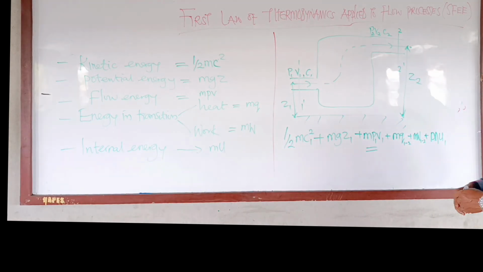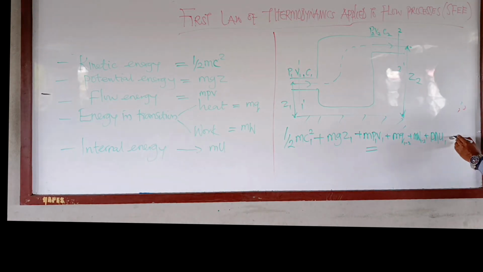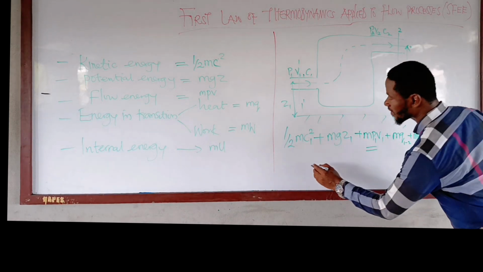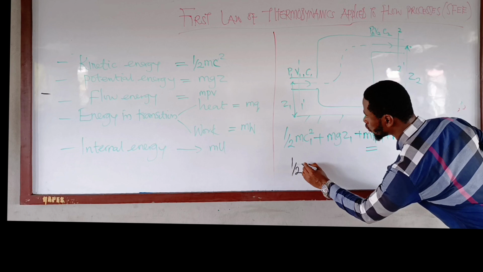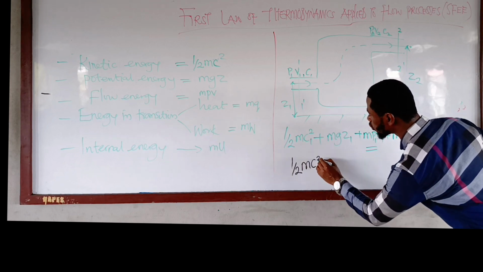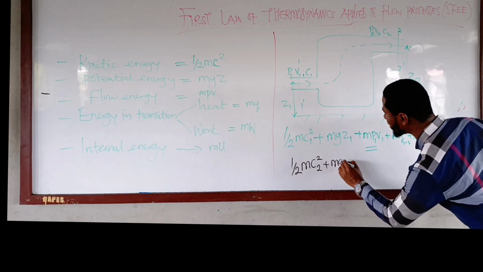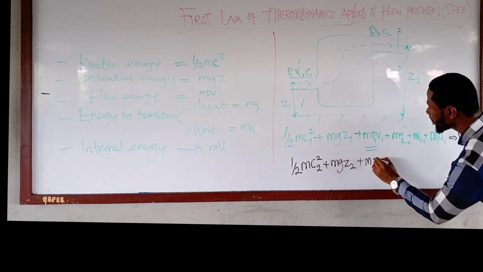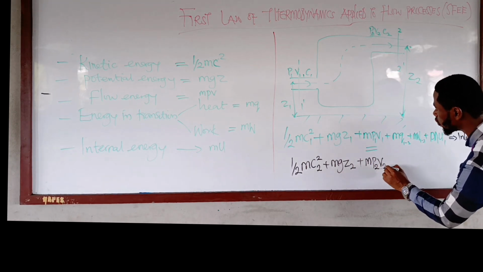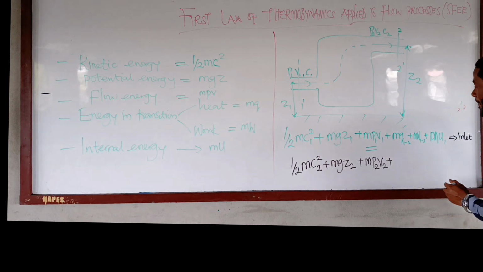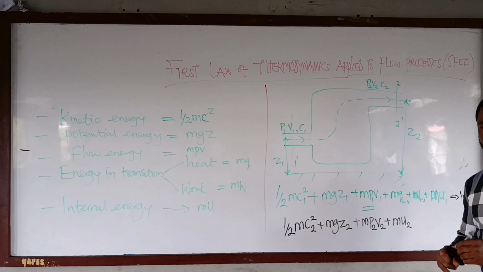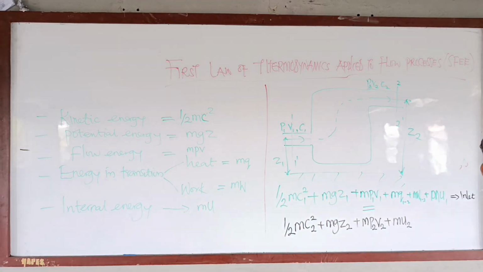The first one that we have written is representing the inlet. And we need to go to the outlet level as well. At the outlet level, we have it as 1 over 2 mc2 square plus mgz2 plus mp2v2 plus mu2.